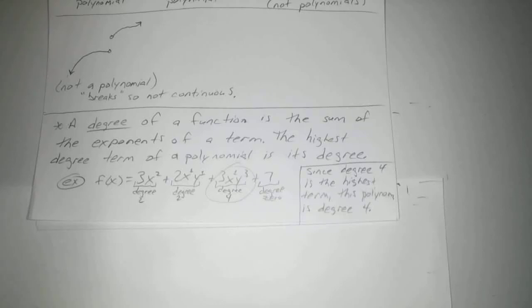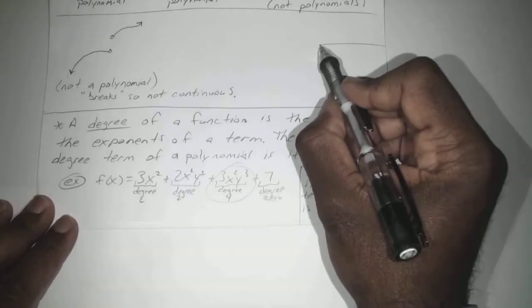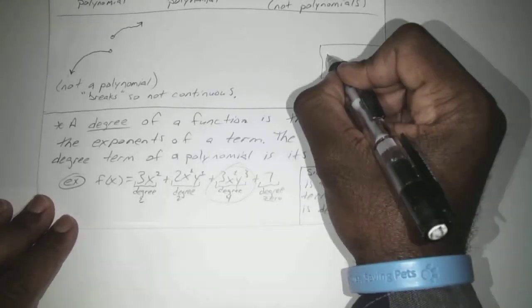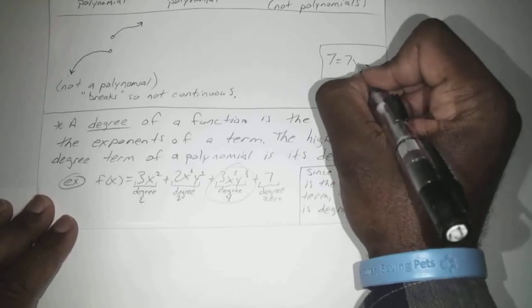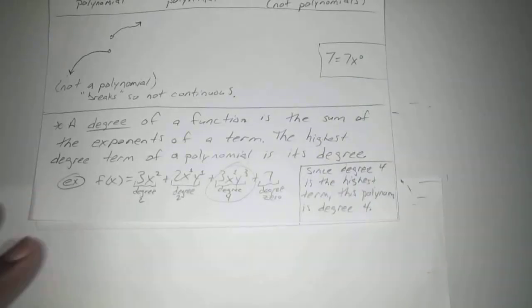Yes? How come the 7 isn't just degree like 1? Oh, because with 7, let's put that little side note there. Because if you have 7, that's the same as 7 times x to the 0 power. So that's your only exponent there. Does that make sense? Okay. So any other questions on this one? All right. I'll leave that up for a few more seconds.